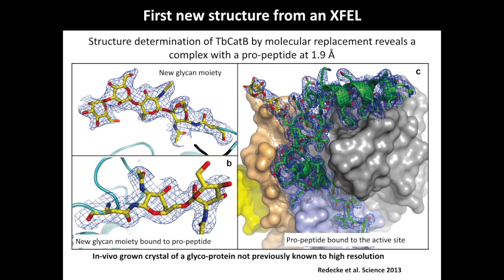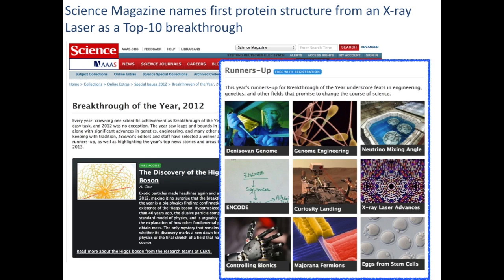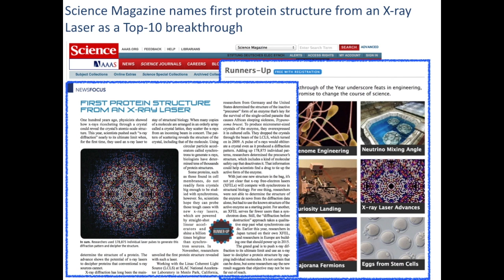And also in 2013, we got the first new structure coming from an XFEL, and this is Cathepsin B, which was actually a structure from a crystal grown inside of a cell, which was kind of cool. And Science thought it was one of the 10 top breakthroughs in 2013. So everyone was very happy with this.